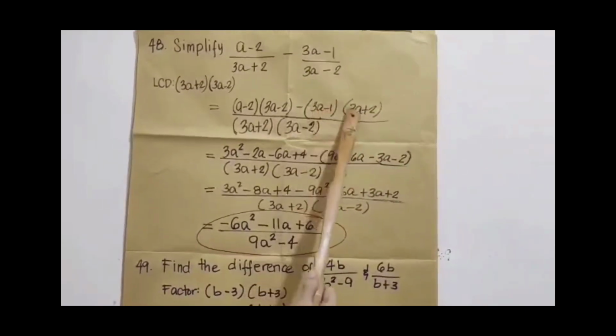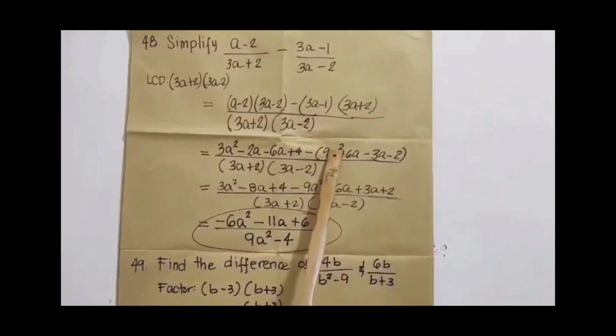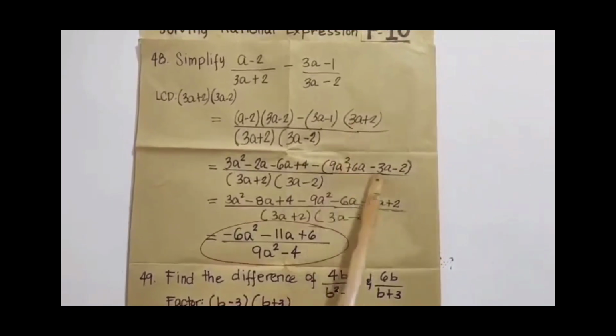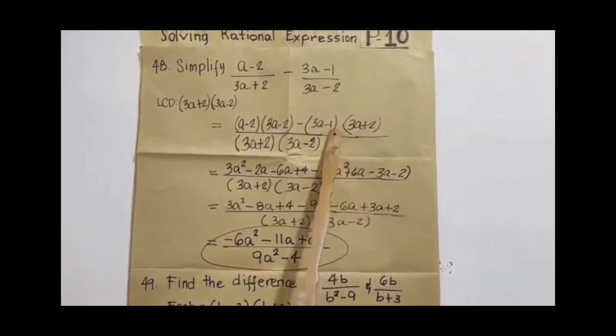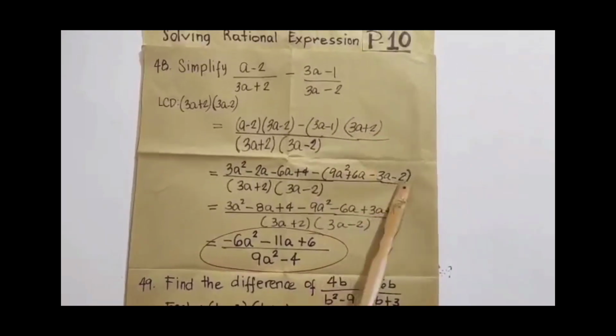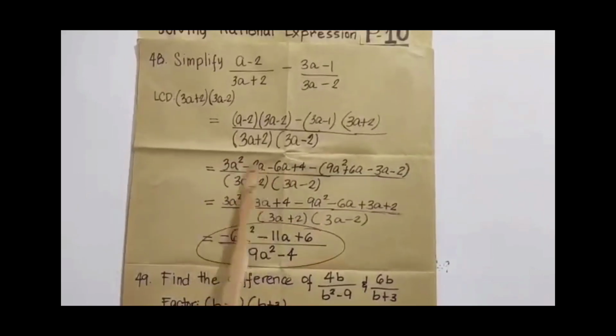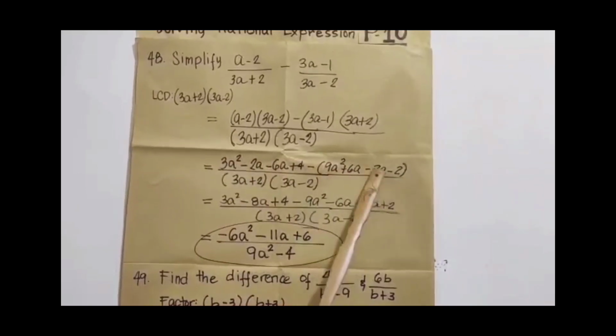And the result is 3 times 3 equals 9a squared. Then 3a times positive 2 equals positive 6a. Then negative 1 times 3 equals negative 3a. Then negative 1 times positive 2 will have negative 2. And our next step is combine like terms and simplify this one.